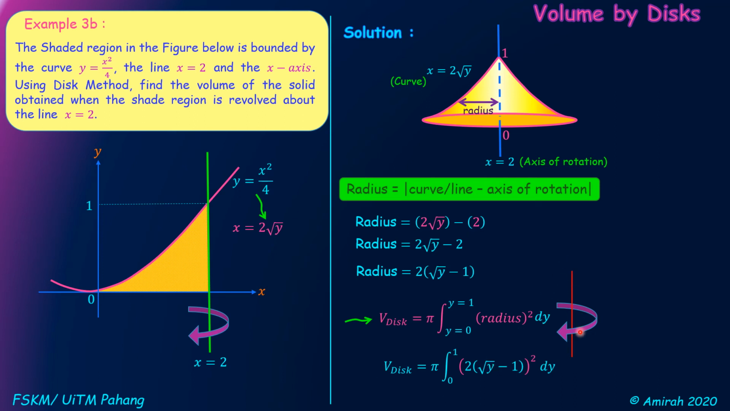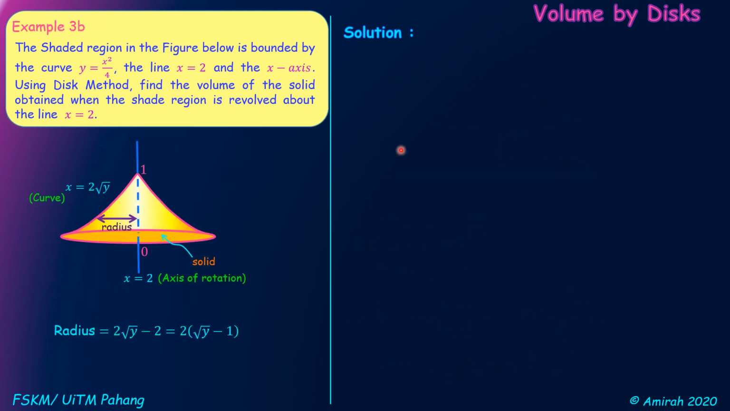We have the axis of rotation as a vertical line, so we need to write everything in terms of y when we use volume by disc. From the previous slide, we set up volume by disc equals pi, and then integration from y equals 0 to y equals 1 of radius squared dy. Then after we replace the radius, we get volume by disc equals pi integration from 0 to 1 of 2 root y minus 1, bracket squared dy. When the axis of rotation is a vertical line, all must be in terms of the variable y.